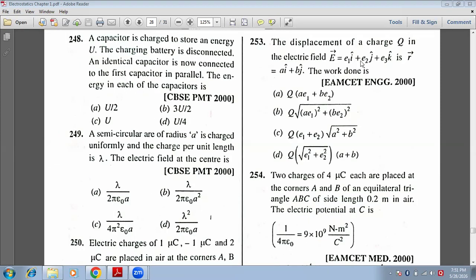Given E1 i-cap plus E2 j-cap plus E3 k-cap, and r equal to A i-cap plus B j-cap. The work done is: option A, Q into (A E1 plus B E2); option B, Q into under root of (A E1) whole square plus (B E2) whole square; option C, Q into (E1 plus E2) into root of A square plus B square; option D, Q into under root of E1 square plus E2 square, into (A plus B). Correct answer: option A, Q into (A E1 plus B E2).